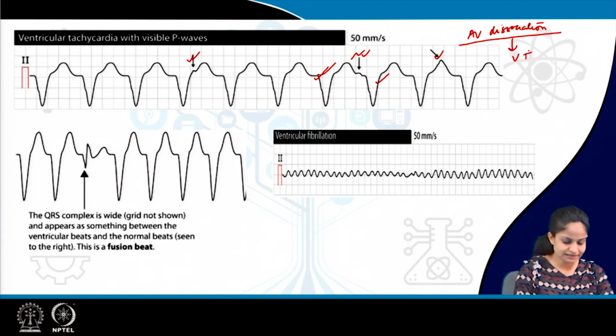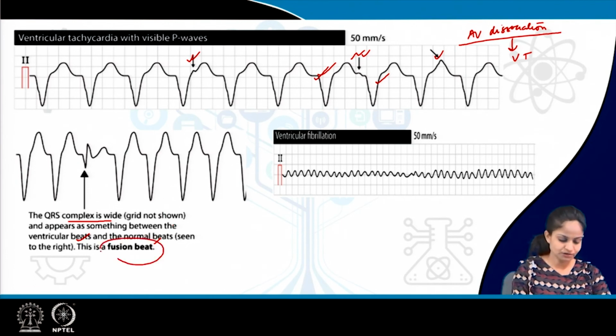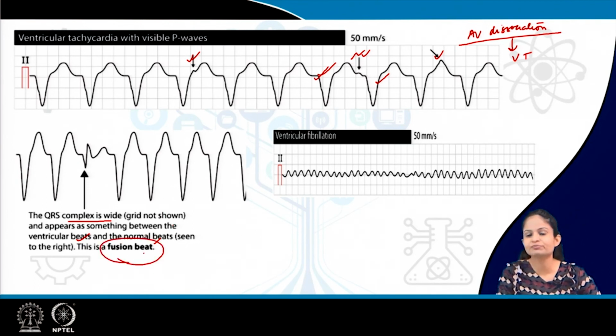Next, we have the QRS complex which is wide and the normal between the ventricular beats and the normal beats there. So, that is a fusion beat. Now, fusion beat also occurs in case of premature ventricular contraction. Suppose the atrial impulse and the premature ventricular contraction impulse coincide with each other, I mean they are occurring at the same time. So, at that time fusion of these two beats will occur. So, that is also known as fusion beats.